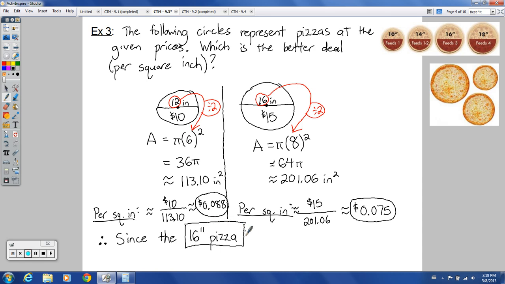So since the 16-inch pizza costs less per square inch, it's the better deal. So especially if you're going to feed a large group of people, get the 16-inch pizzas. You're going to be able to feed more with less money for it. So it is the better deal.